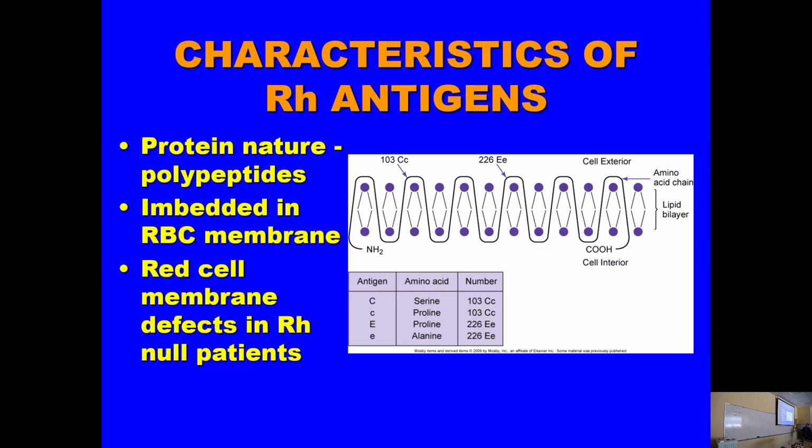The differences between these is usually just one amino acid pair different. When you're looking at big C and little c, big E, little e, and all the other antigens that we're going to be looking at, usually just one amino acid pair separates them and makes it one or the other.